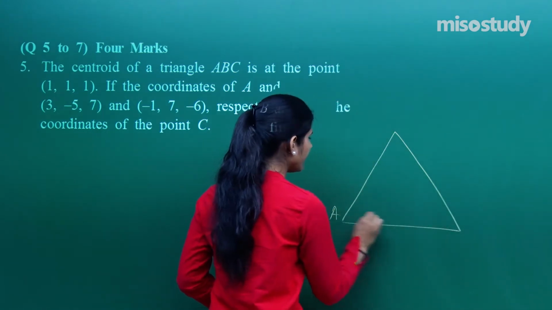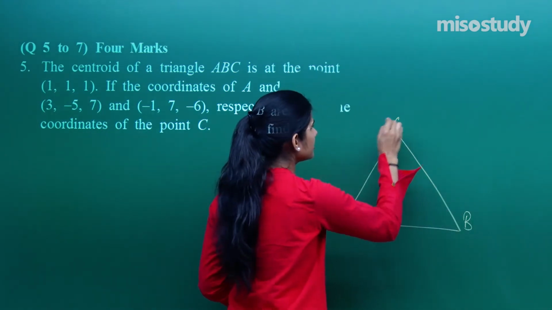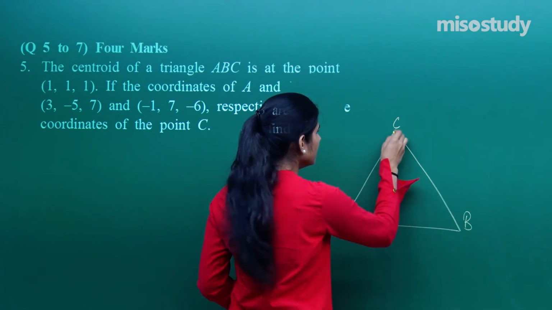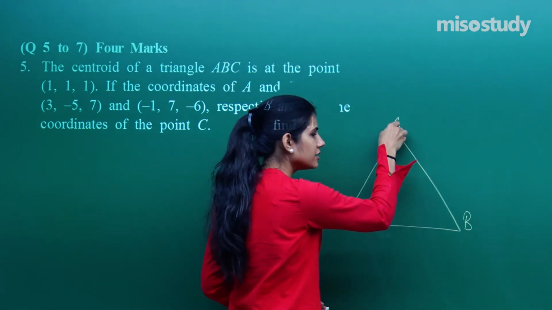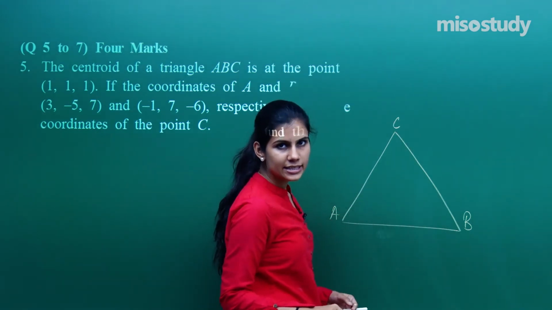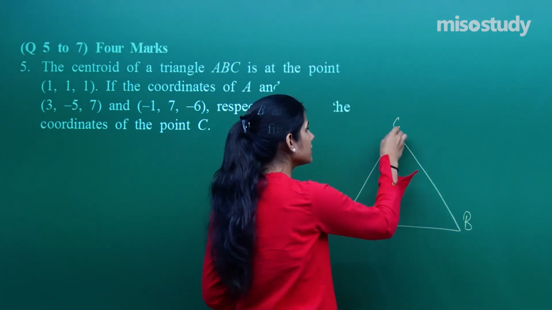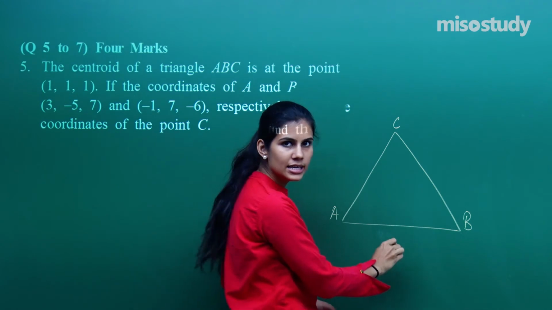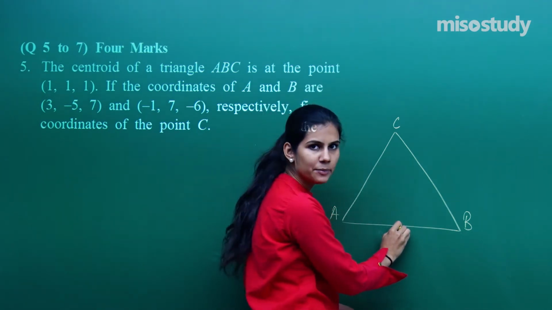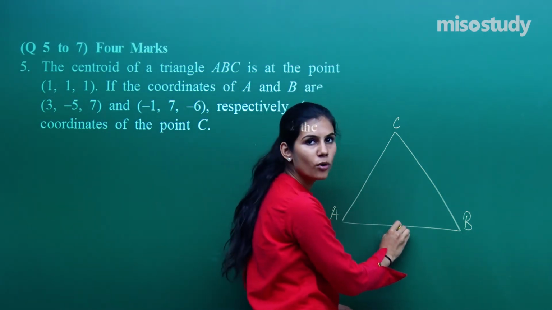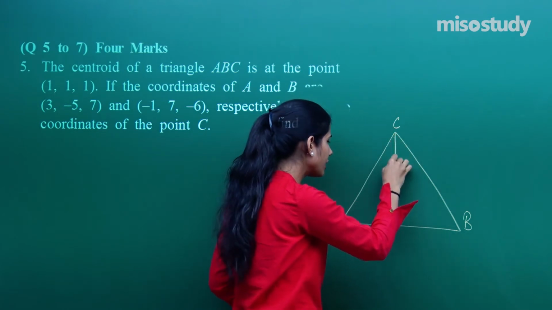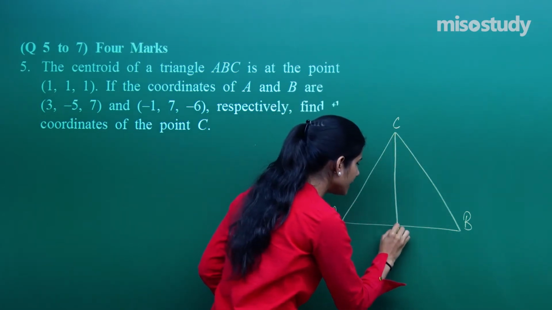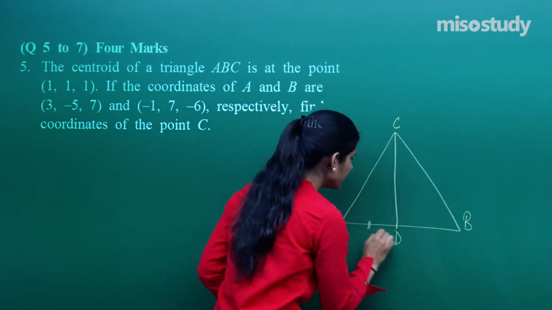See, this is A, this is B, say this is C. Fine. Centroid is what? Where the three medians in the triangle meet. Median is what? From point C you draw a median, means you draw a line segment which meets AB, that is the opposite side, in its midpoint. So from C, when you are drawing this median, it is meeting AB in its midpoint. D is the midpoint of AB.